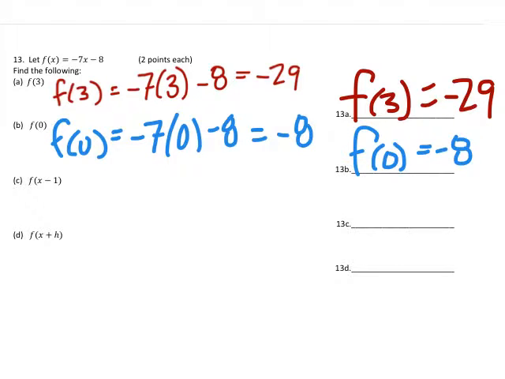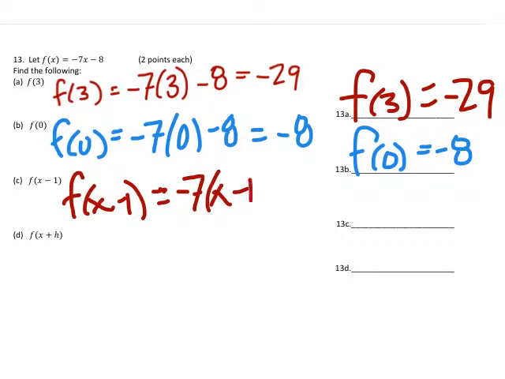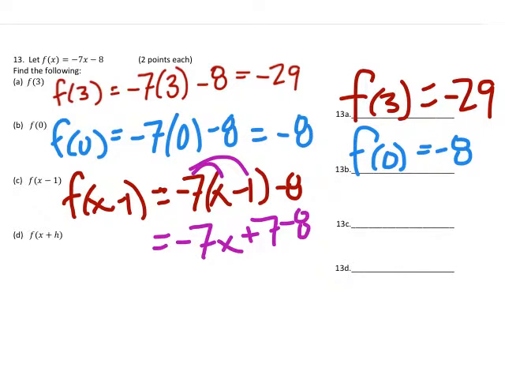Same with C, except for now we have a little bit more than just one single value in there. We've got f of x minus 1 equals negative 7 times x minus 1 minus 8. Continuing this solution, we'll have to distribute the 7, negative 7x plus 7 minus 8 tells us that f of x minus 1 equals negative 7x minus 1.